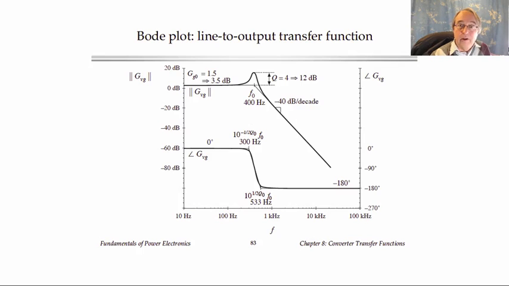Okay, so we've constructed the control to output and line to output transfer function of the buck-boost converter. I went through really the direct algebraic solution of the model and developed the expressions for the salient features, which we then used to construct the asymptotes.